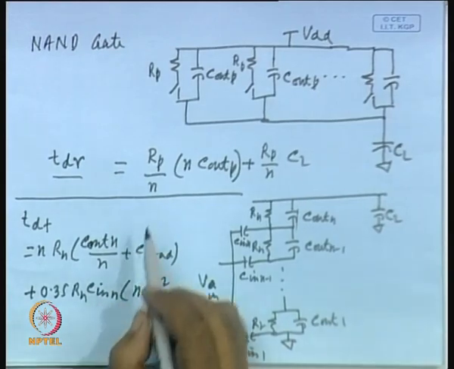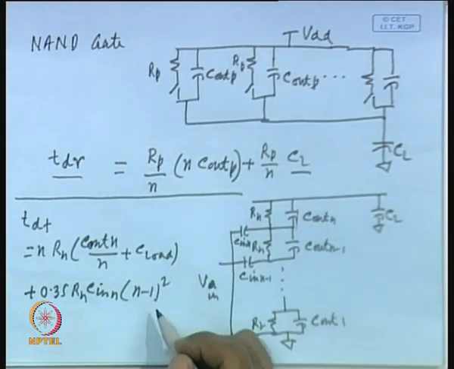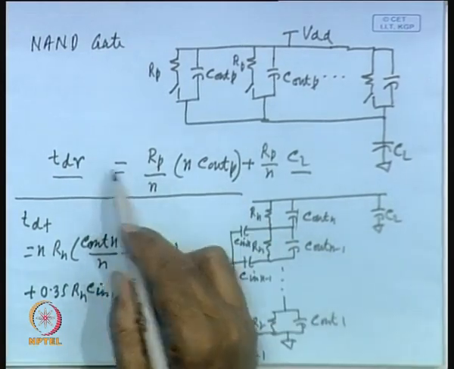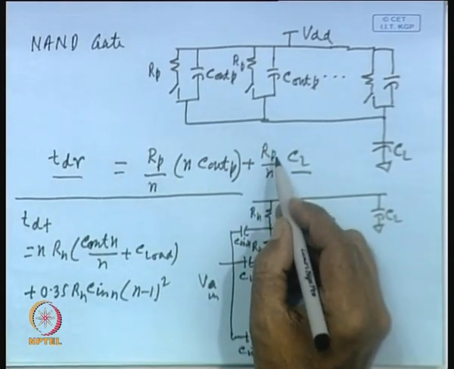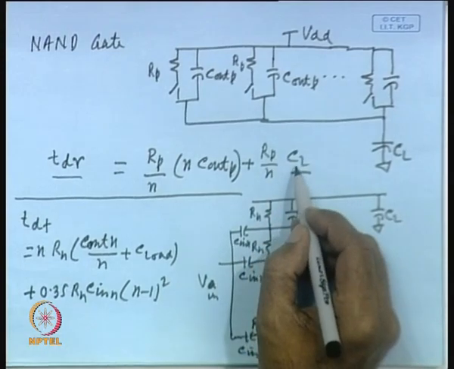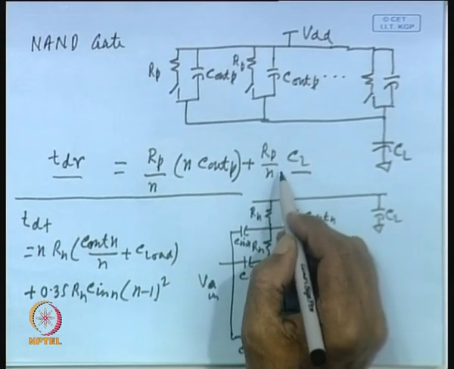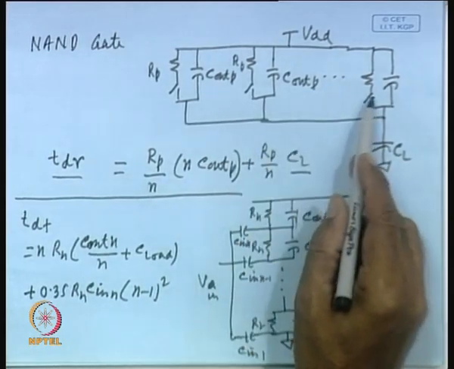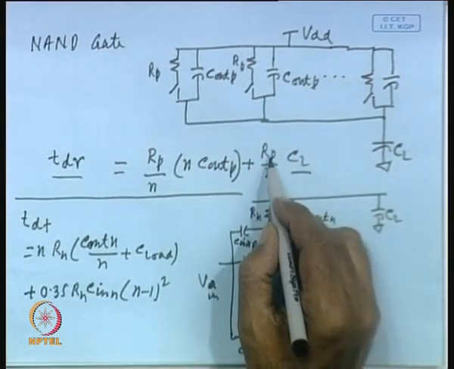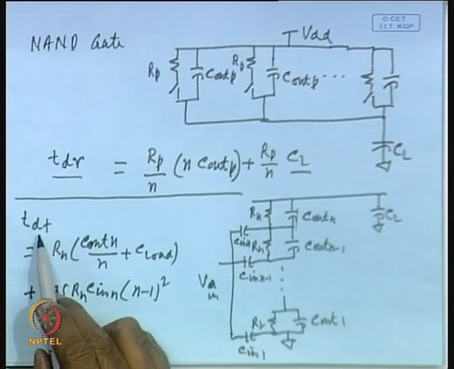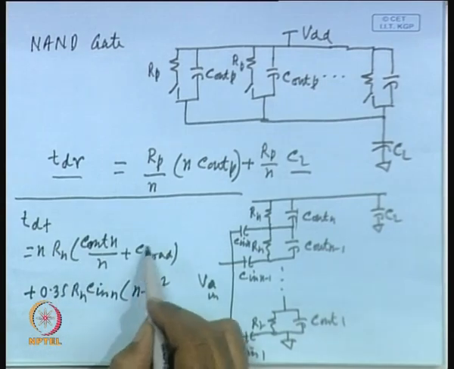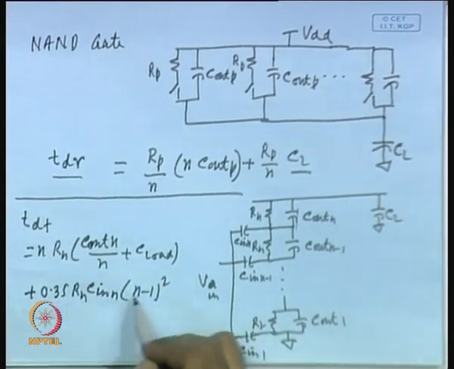Now, when the value of CL is large, the other factors can be neglected. TDR will become equal to Rp by N into CL, and in the worst case, when only one transistor is on and the remaining transistors are off, this will be equal to Rp into CL. Similarly, TDF will be equal to N Rn C load. The other factors can be neglected when N is very large.